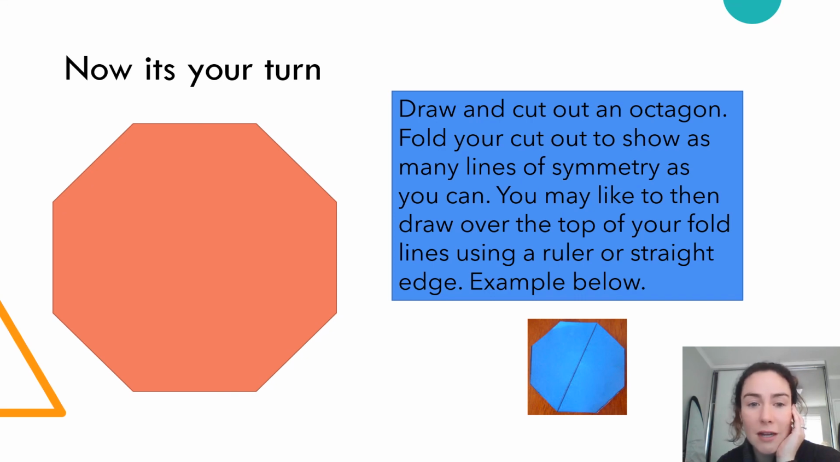And if you do this activity quickly and you'd like to do some more, you can choose other shapes to draw and cut out and then fold. Or if you're finding the octagon really too tricky, what you can do is just do an easier shape like a rectangle or something like that. So plenty of options here for what you can do with this activity, and I'm looking forward to seeing your work.